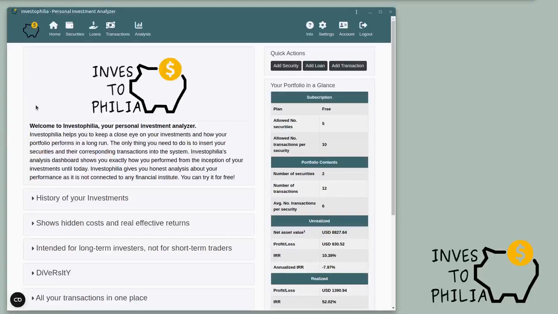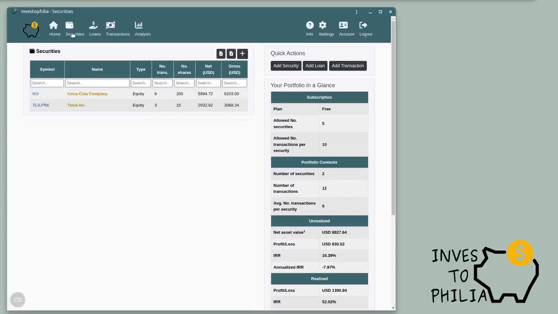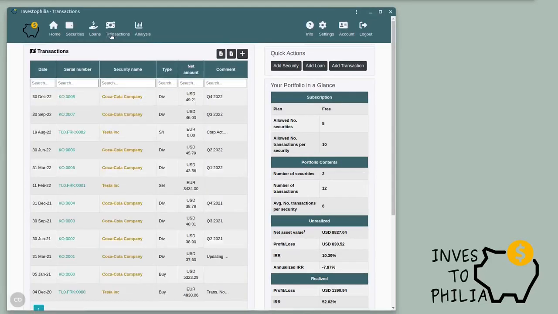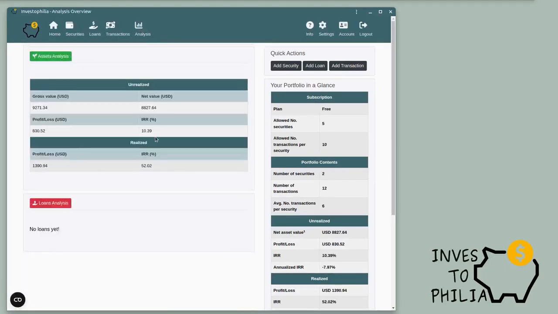If you have followed so far, you can remember that we have added two securities to our portfolio and a few transactions for them. Now we can talk about the exciting part of how to analyze our performance. In this video, I want to talk about the first analysis page, this page. Here we find a summary of our performance in investments and debts.